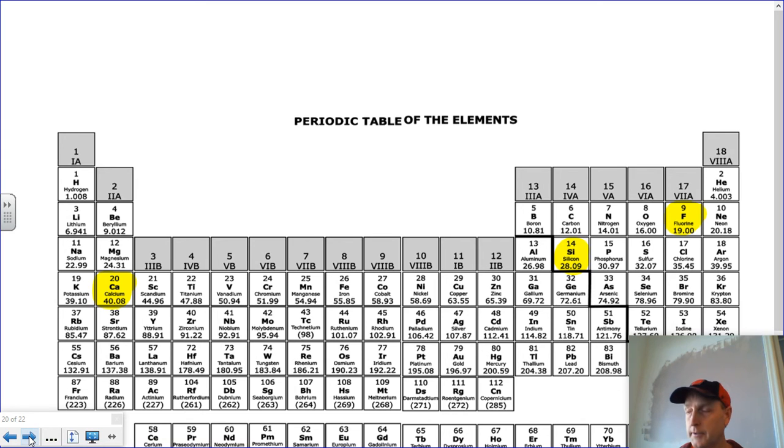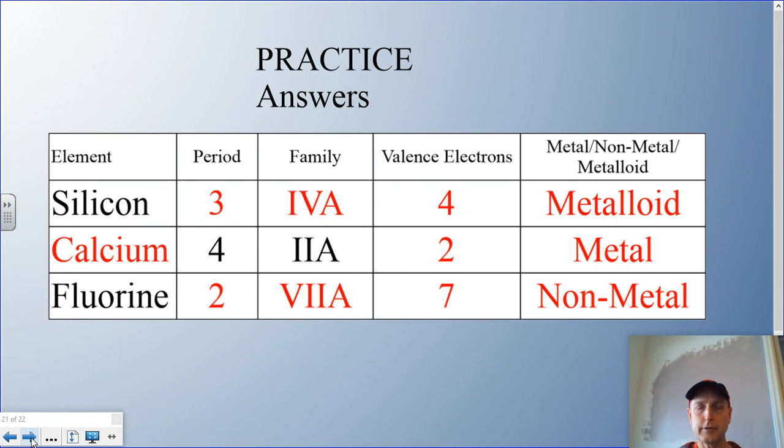All right, so here are the ones that are on your periodic table. So we had silicon first, and silicon is in the third row of the table. So it's in the third period. It's in family 4A, so it has 4 valence electrons. Calcium is right here. It's in the fourth row of the table, the fourth period, and it's in family 2A, so it has 2 valence electrons, and it's a metal. Silicon was a metalloid. Fluorine over here on the right side is a nonmetal. It's in the second row or period of the table, and it's in family 7A, so it has 7 valence electrons. So your chart should look like that.